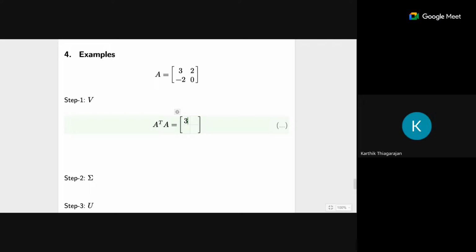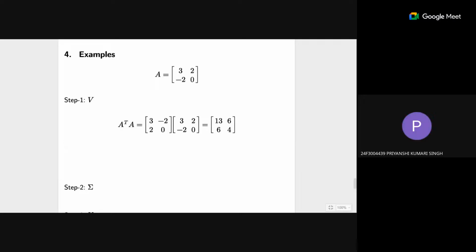So quickly do that. So this is 3, 0, 2, minus 2, and 3, 2, minus 2, 0. What is this? 9 minus 4, 5, 6, 6. Is that correct? Sir, yes, sir. So that's 9 plus 4, so it should be 13. Okay, sorry, yeah. Correct, right? This is correct now? Yes.